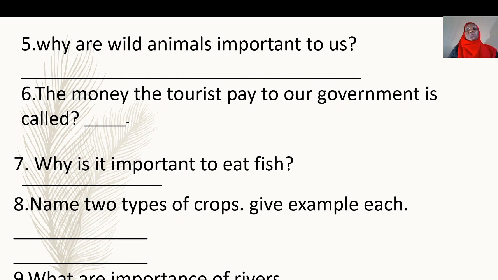Number 6, the money the tourists pay to our government is called, what do you call this money? When people pay before entering our country, what do you call this money? Number 7, why is it important to eat fish? Number 8, name 2 crops. The other time we talked about crops. Here you are going to name 2 types of crops and give an example of each. Number 9, what is the importance of rivers? Why are rivers important? So you do number 1 to number 9.